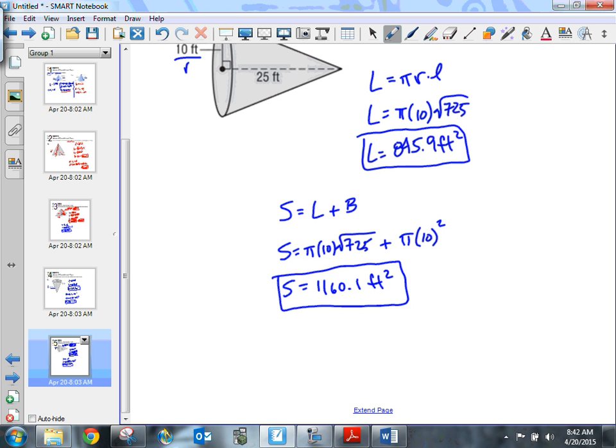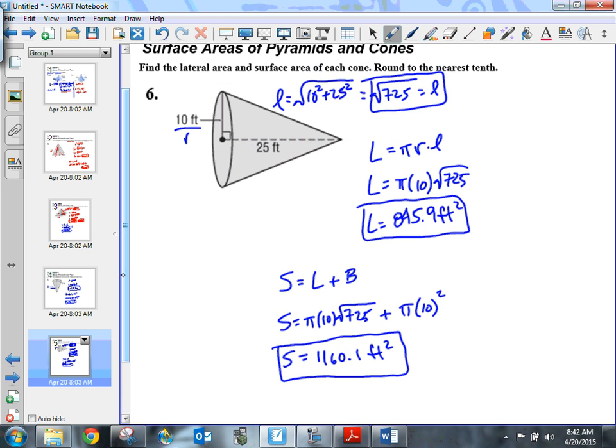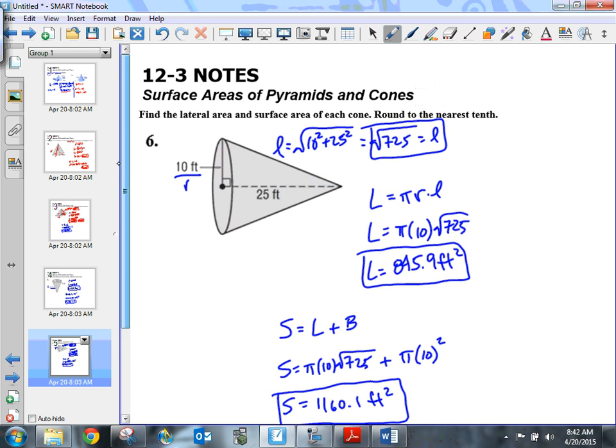So guys, if you can identify what these things are, then we can actually calculate the area of the surface. Now it seems a little weird because we're finding the surface area of a cone, but we can actually do that. So please get started on the notes or on the homework.